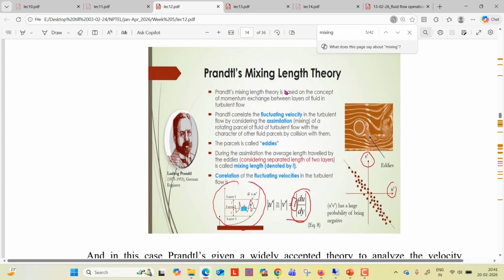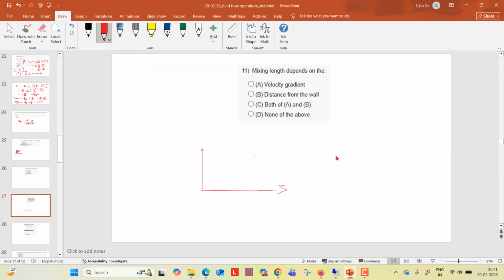What was the question? The question was whether mixing length depends on the velocity gradient or distance from the wall. So it obviously depends on both of the things, right? It is the velocity gradient and distance from the wall both. So option C.